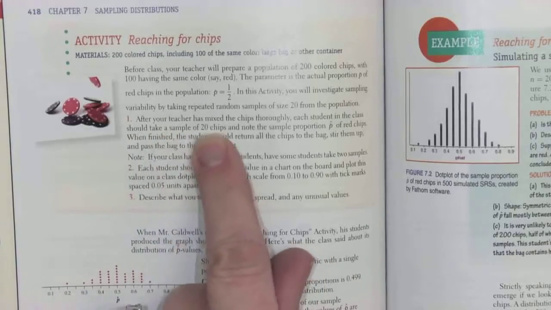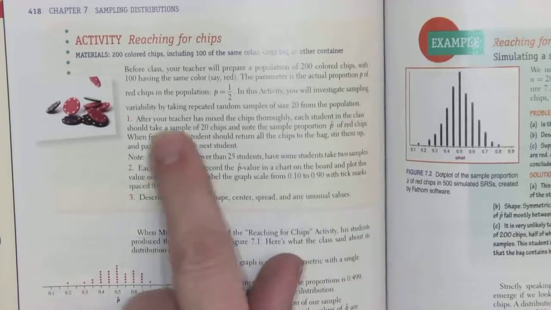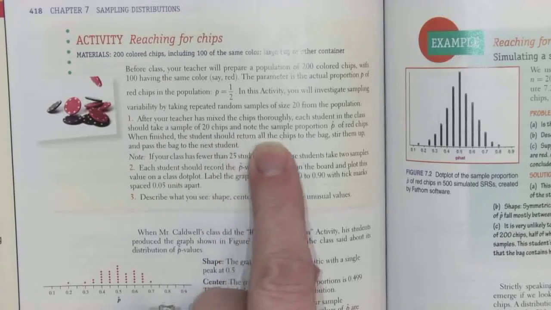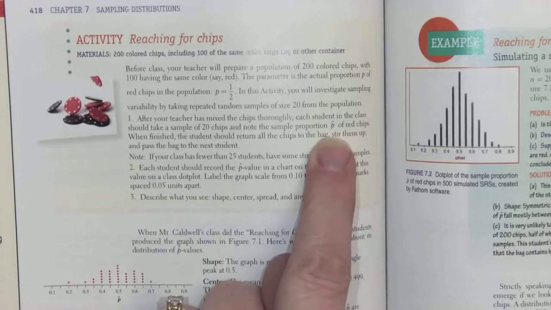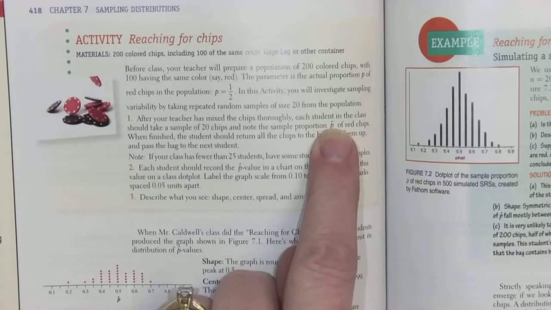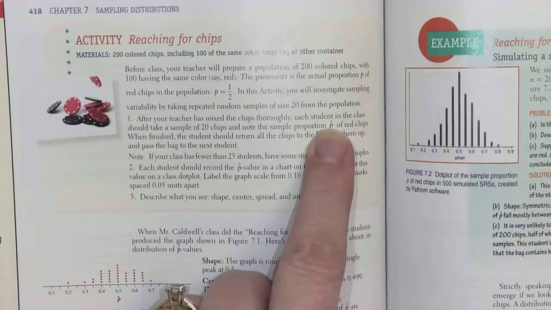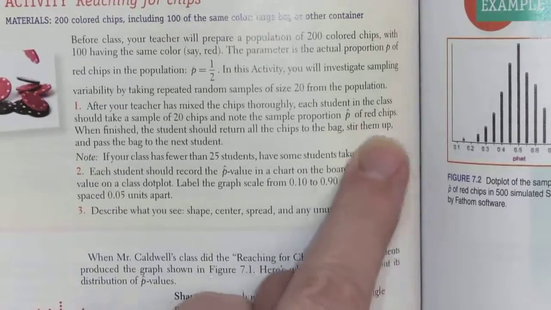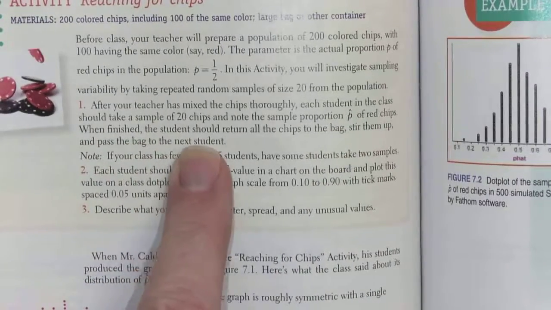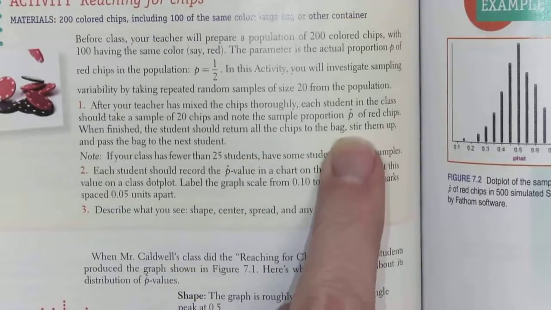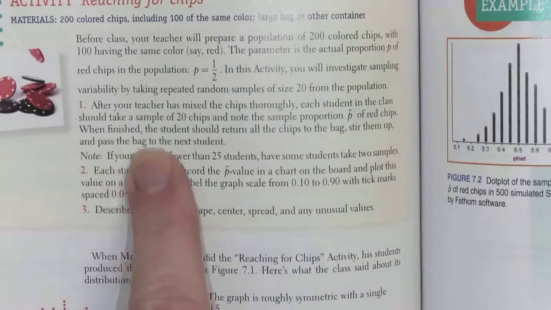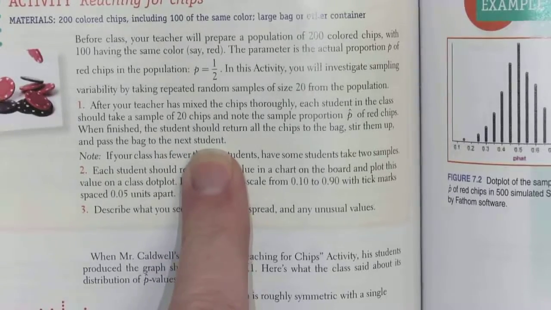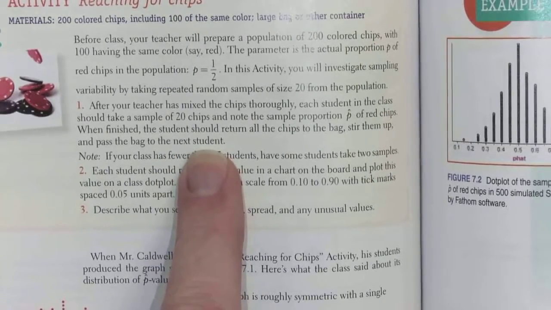After your teacher has mixed up the chips thoroughly, each student in the class should take a sample of 20 chips and note the sample proportion p-hat of red chips. So that's the proportion for the sample. That's why it has the little hat. Let me zoom in just a shade. When finished, the student should return all the chips to the bag, stir them up, and pass the bag to the next student. We have a plastic bowl, not a bag, but at any rate.